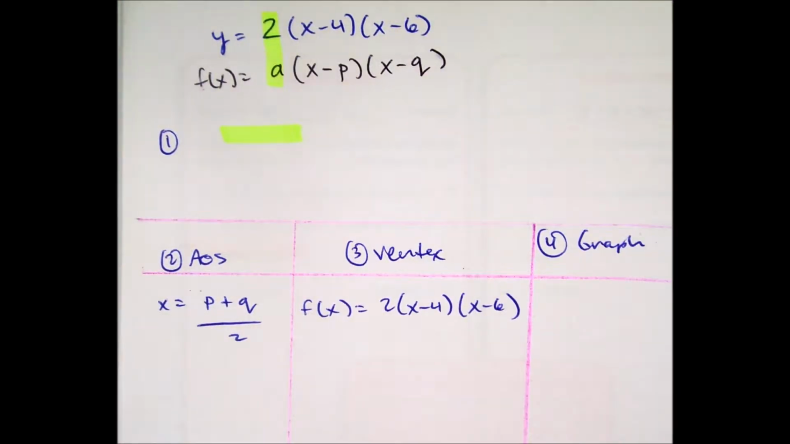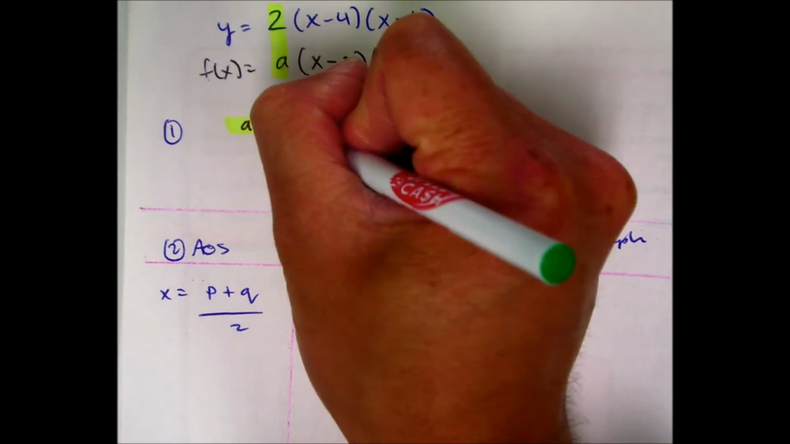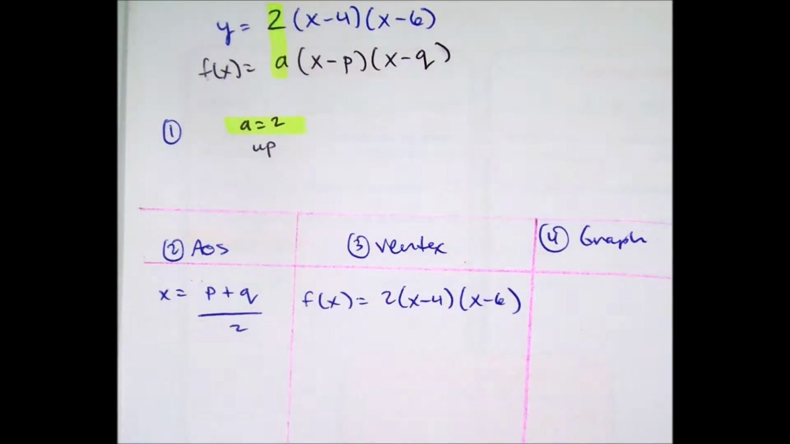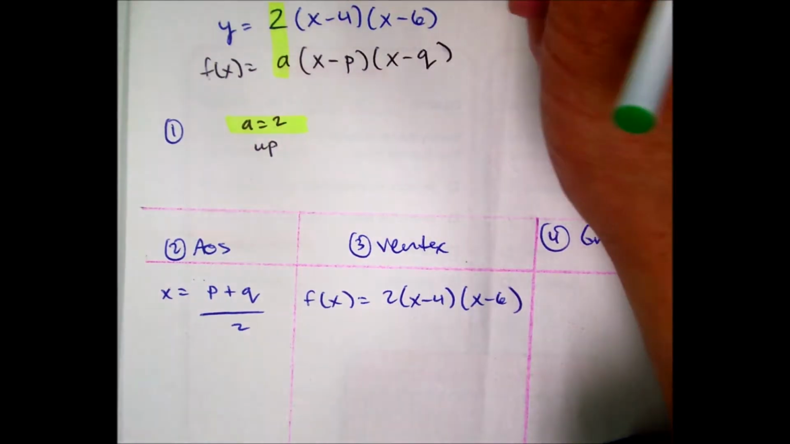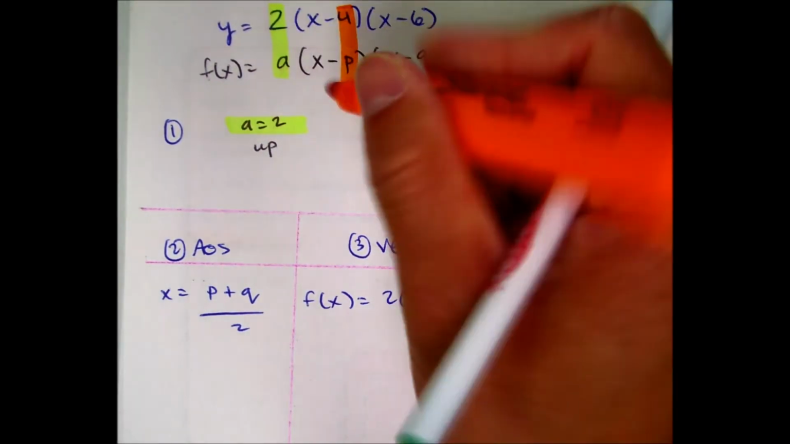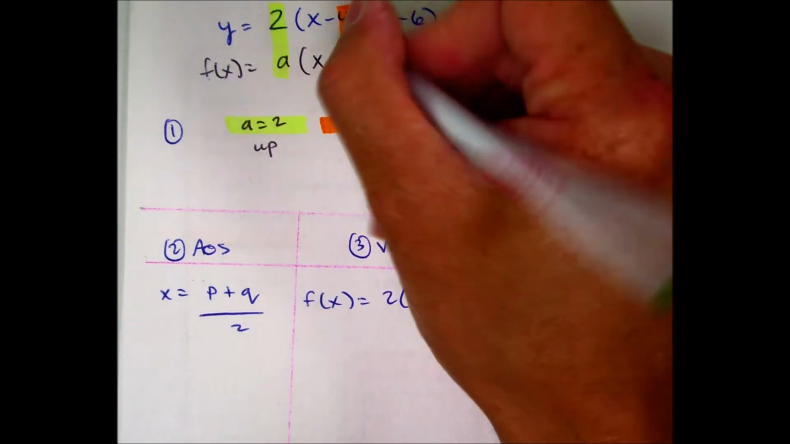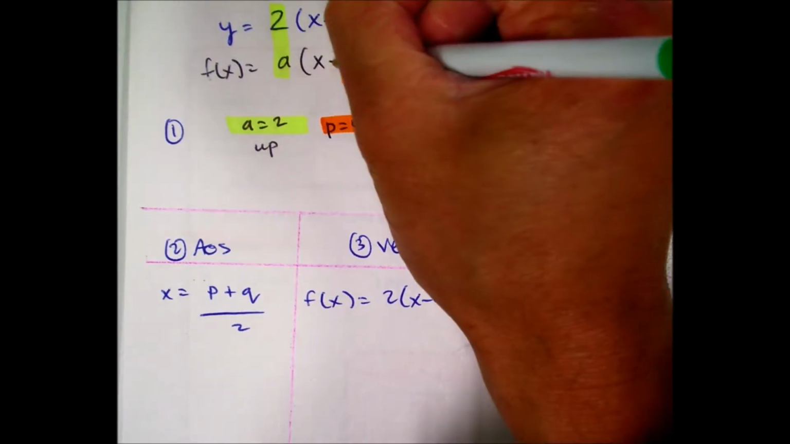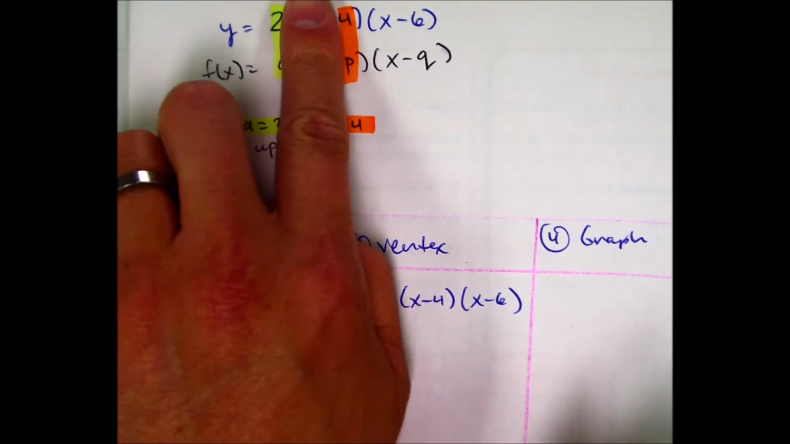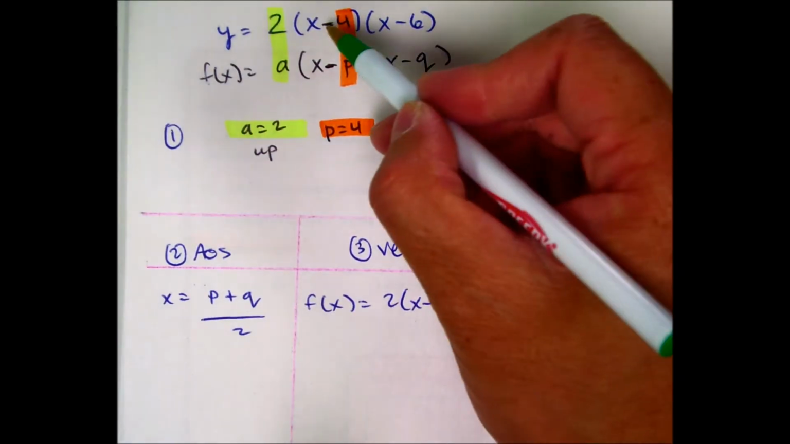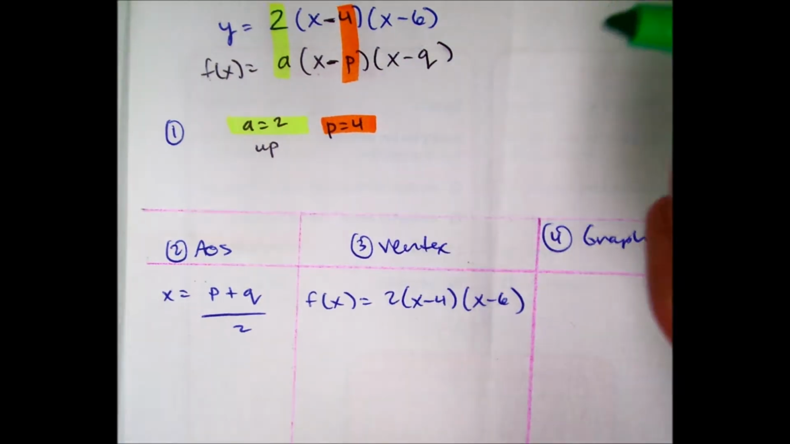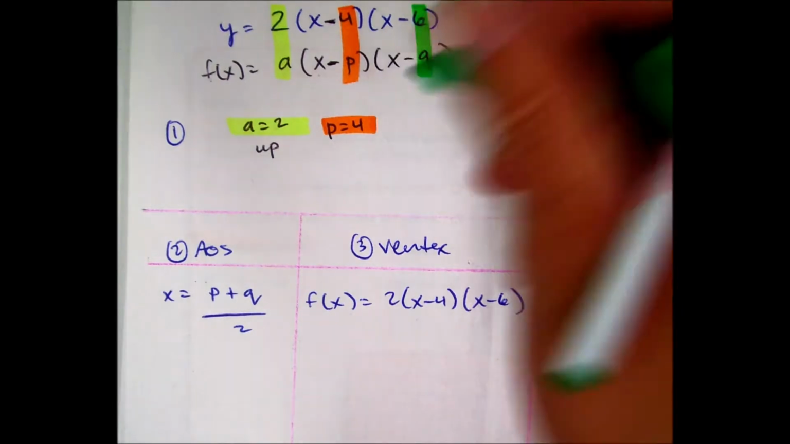Class, what's your A value? 2. And what does an A value that's positive tell us? It opens up. Class, what is your P value? Your P value is just 4. Remember, the formula has a minus sign in there, so again, you can just cover it up. Or if it's a plus sign, you might have to change them to 2 negatives. Class, what is your Q value? Our Q value is 6.